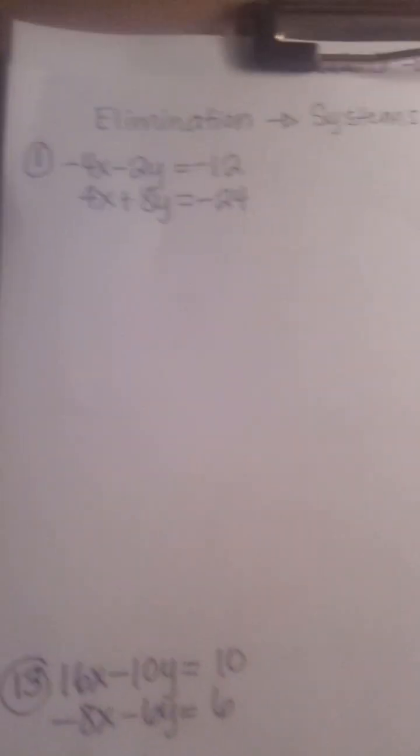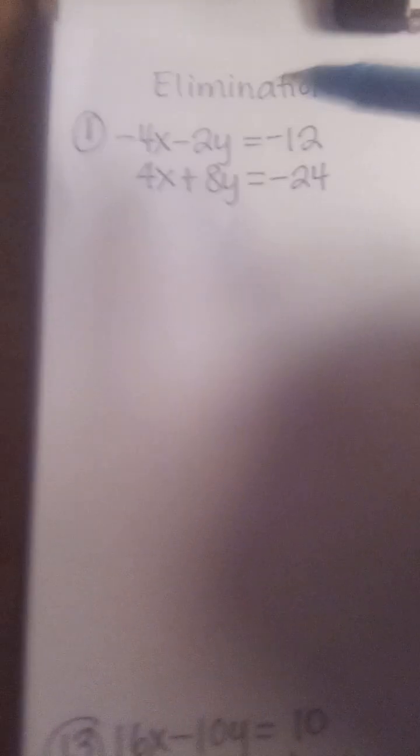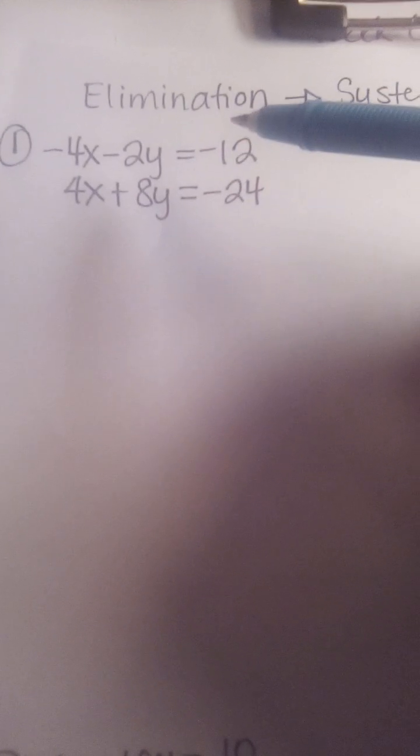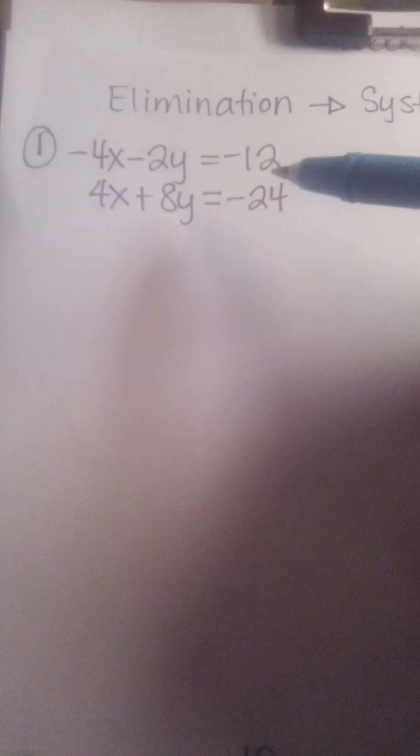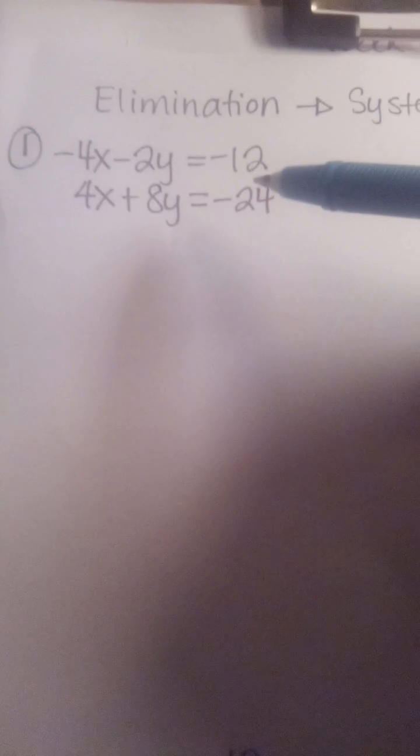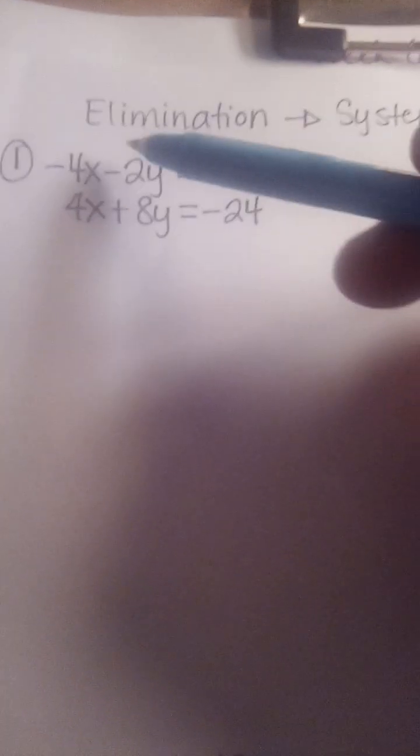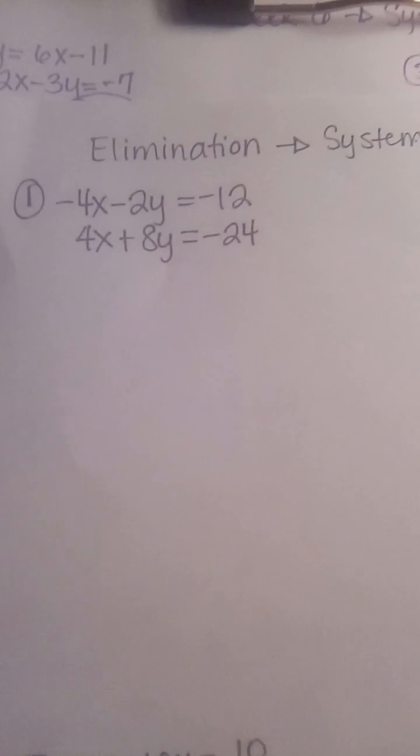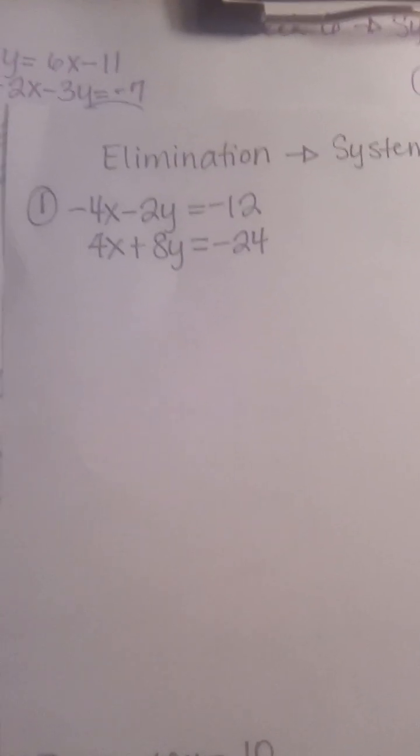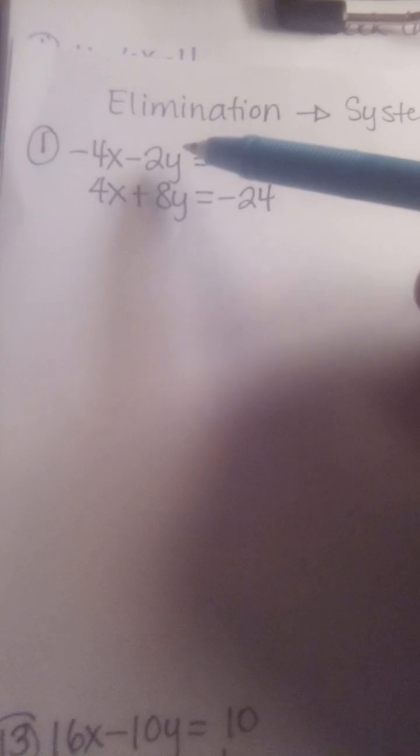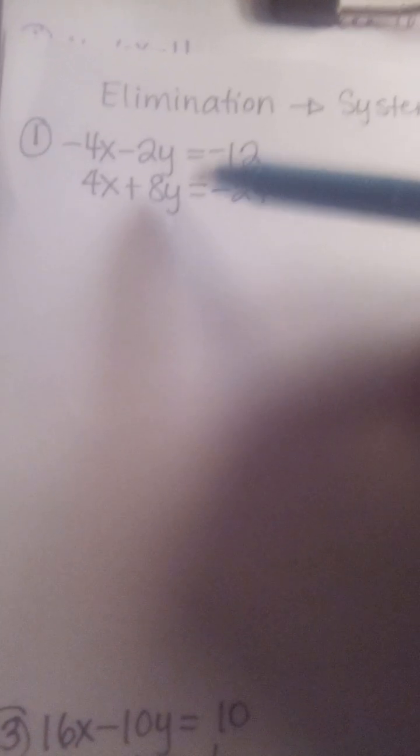All right. So let's go ahead and do a little bit of cleaning up. Number 1, negative 4x minus 2y equals negative 12. Second equation, 4x plus 8y equals negative 24. All right, so which variable do you want to eliminate, the x's or the y's? I think it's already done for us, so we eliminate the 4x's, so we're going to do the y's.